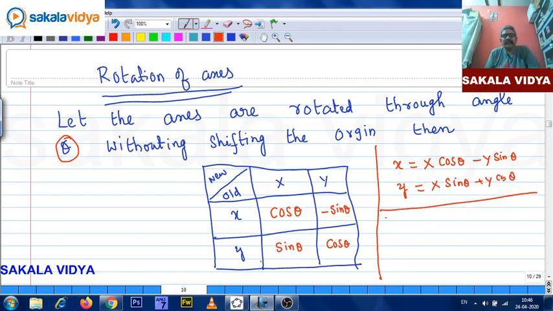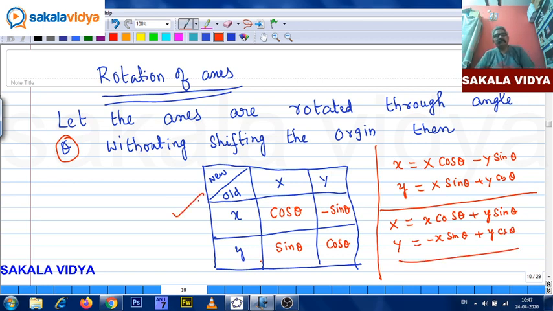Even we can write capital X also, the new coordinates, if you want to find out. Capital X equals small x cos theta plus small y sin theta, and capital Y equals minus small x sin theta plus small y cos theta. So with the help of this, easily we can find out the new coordinates and old coordinates if the axes are rotated through an angle theta. So you need to remember this one. This is very, very important.